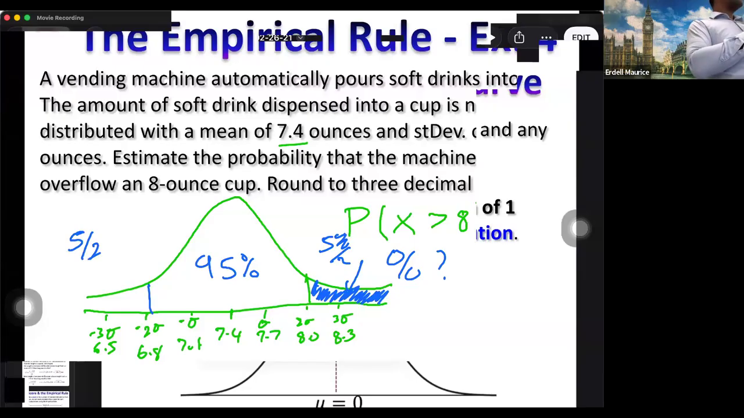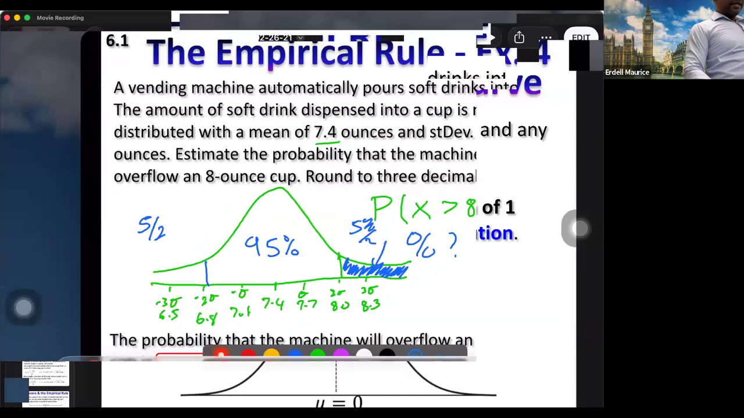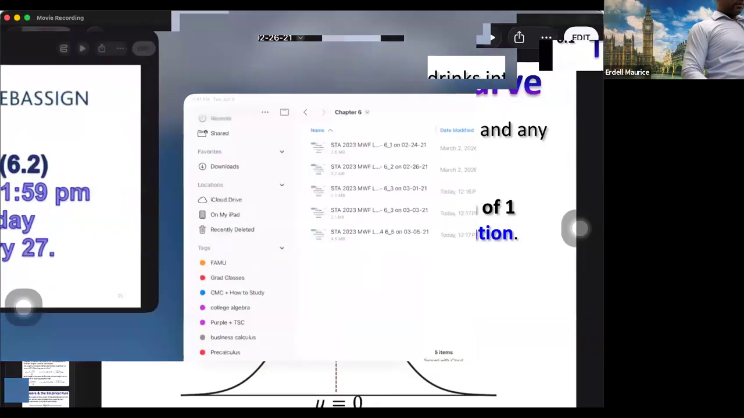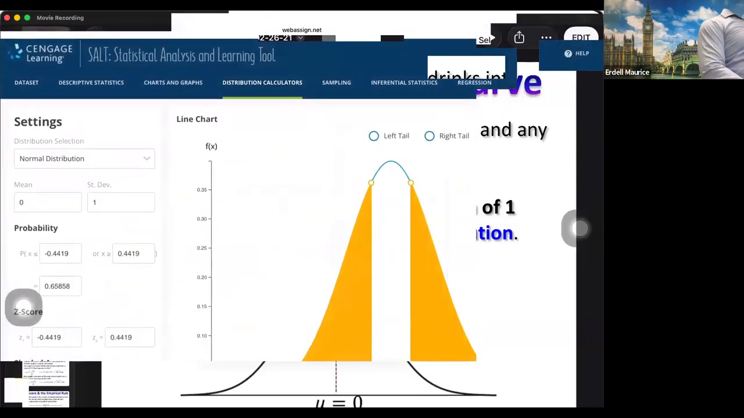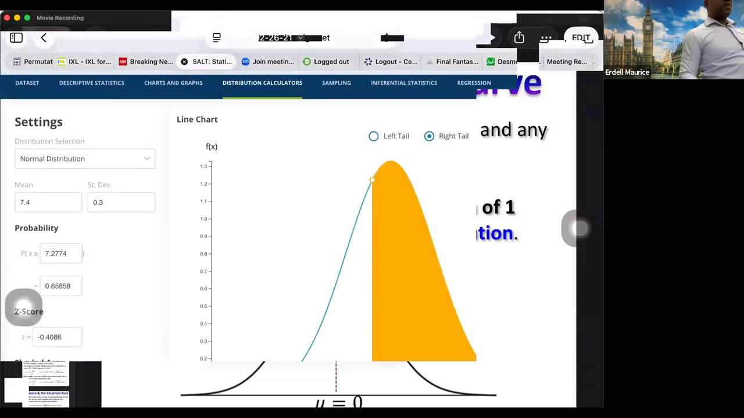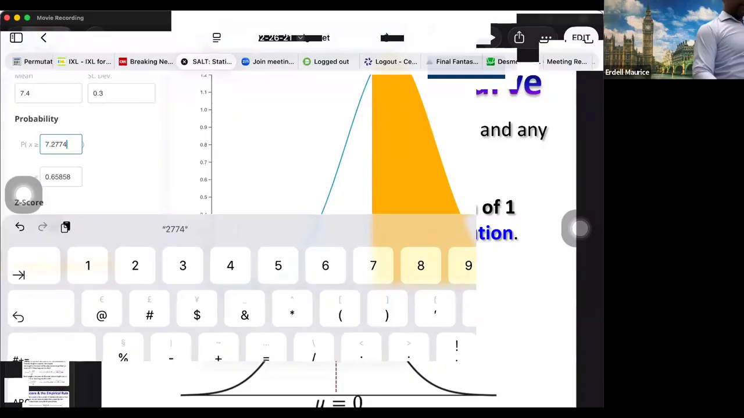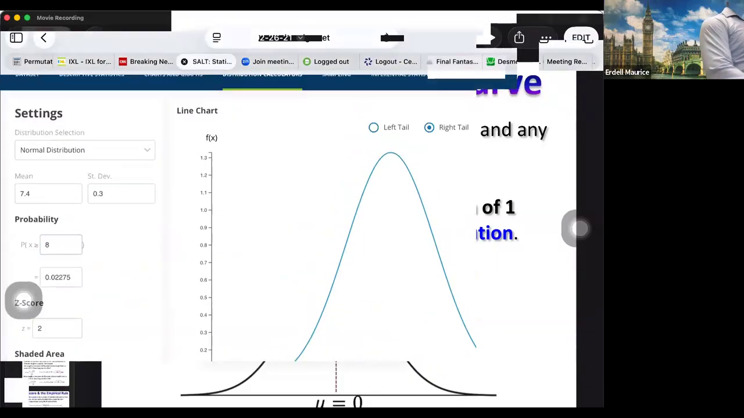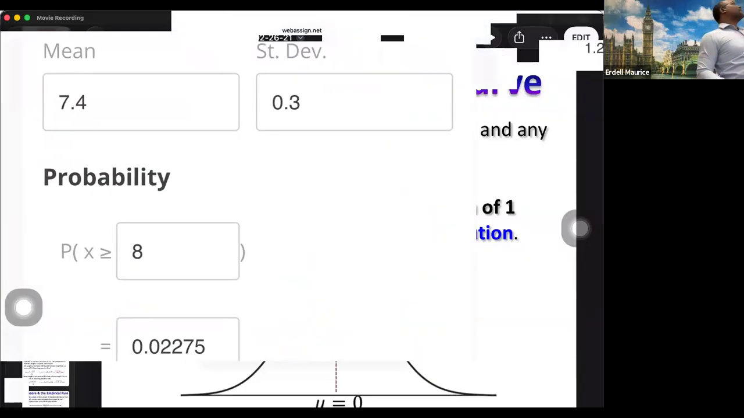Comments, queries, concerns? Now let me show you this right here, if I did this in the calculator. The mean was 7.4, and the standard deviation was 0.3. I'm going to choose the right tail. Somebody remind me, why am I choosing a right tail? Okay, it was greater than. And then I'm going to plug in 8 right here. Why am I plugging in 8? Because the question is, when will it overflow? When will it be greater than 8 fluid ounces in there?